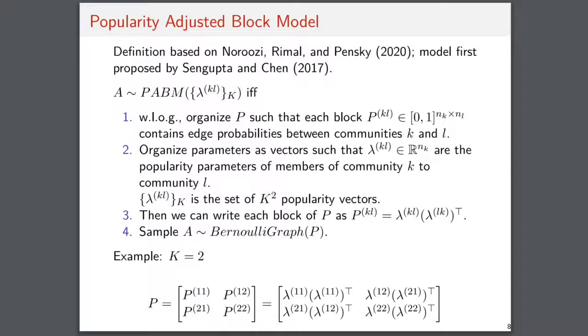Another more flexible block model is the popularity adjusted block model. To define this, first let's organize P by community such that the kl-th block of P represents edge probabilities between communities k and l. Then, for each pair of communities, there are popularity vectors lambda_kl in n_k-dimensional space and lambda_lk in n_l-dimensional space, such that the kl-th block of P is the outer product of lambda_kl and lambda_lk.